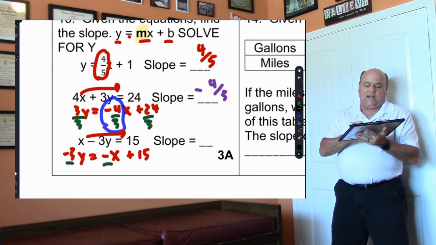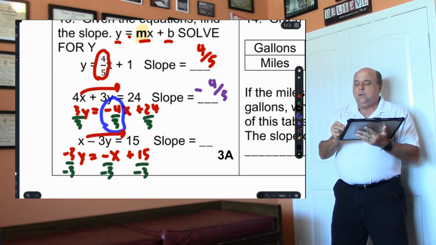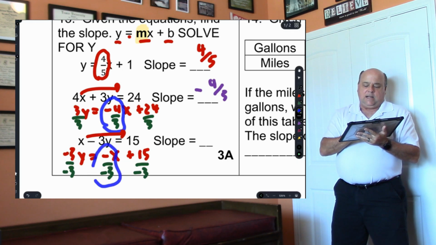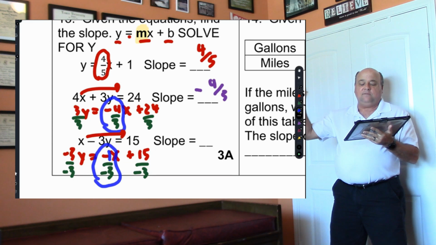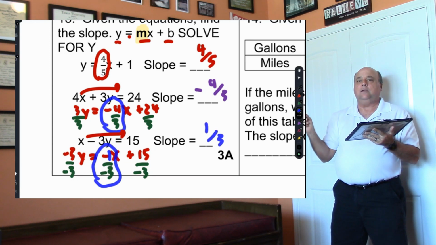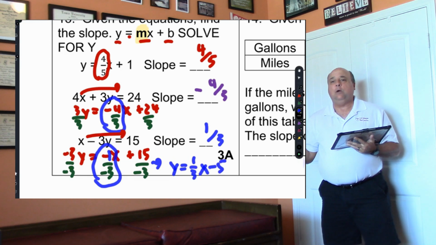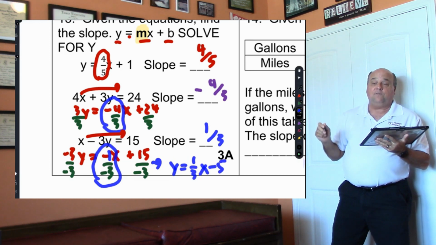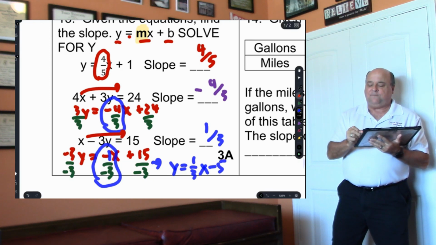Now I've got to divide by negative 3. My slope is right here, and technically there's a negative 1 up there. Two negatives make a positive, and my slope is going to turn into 1 over 3. If I were to finish this, I would get y equals 1 over 3x minus 5. That would be the linear function of that. So the slope's 1 over 3, and the y-intercept would be negative 5.